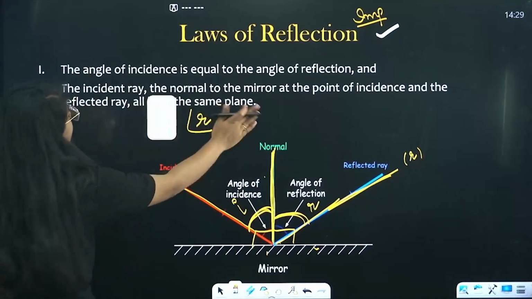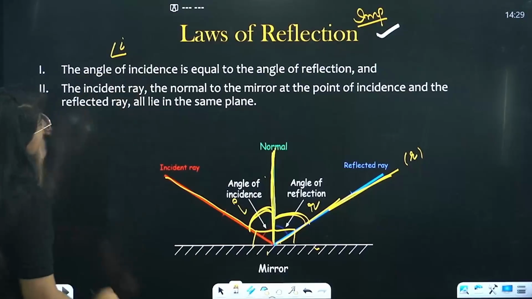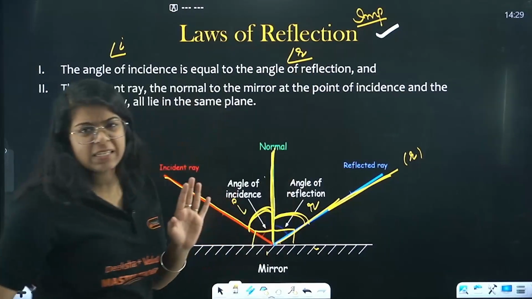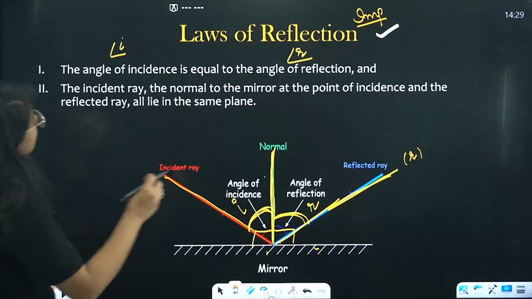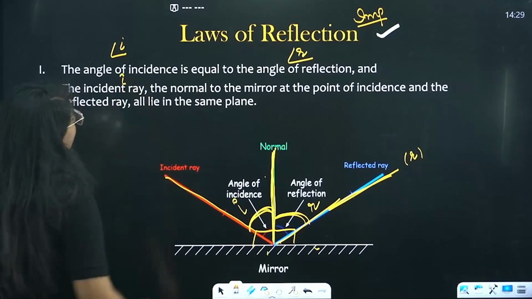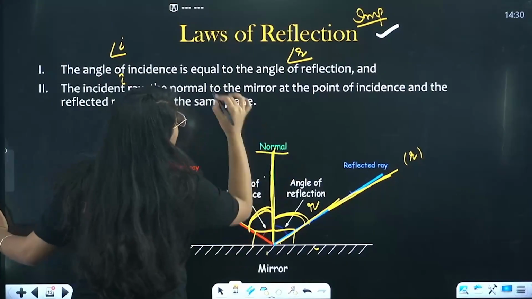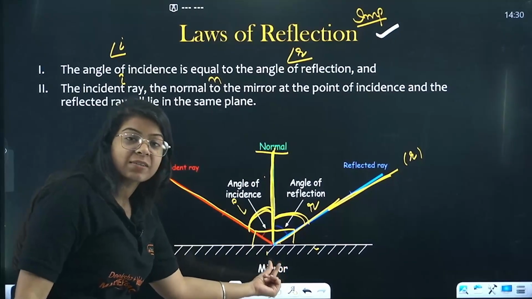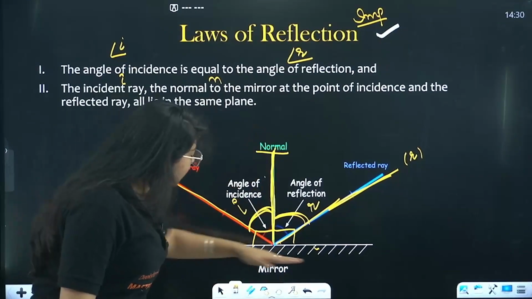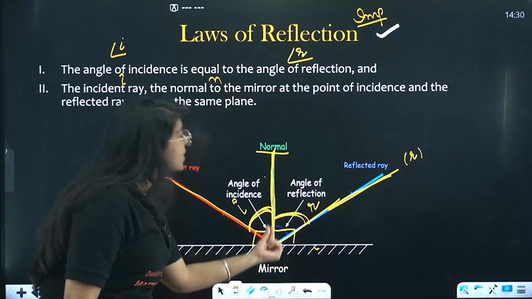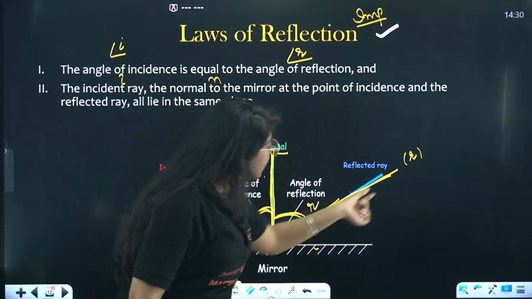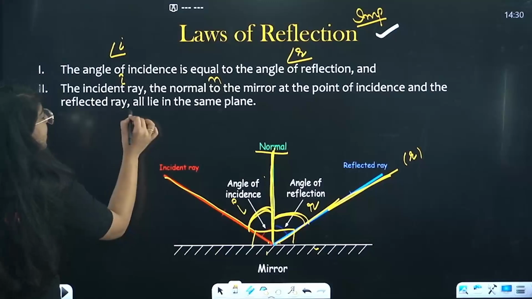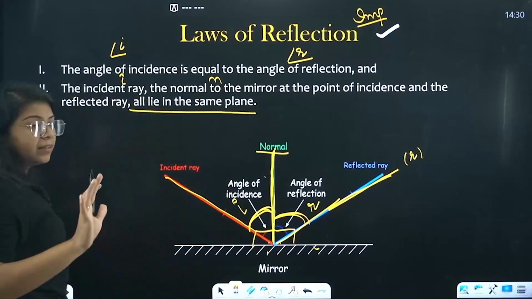Let's read it. The angle of incidence is equal to the angle of reflection. Done. Very easy. Then beta, we have the incident ray, the normal to the mirror at the point of incidence, and the reflected ray, all of these will lie in the same plane. Done? Easy?